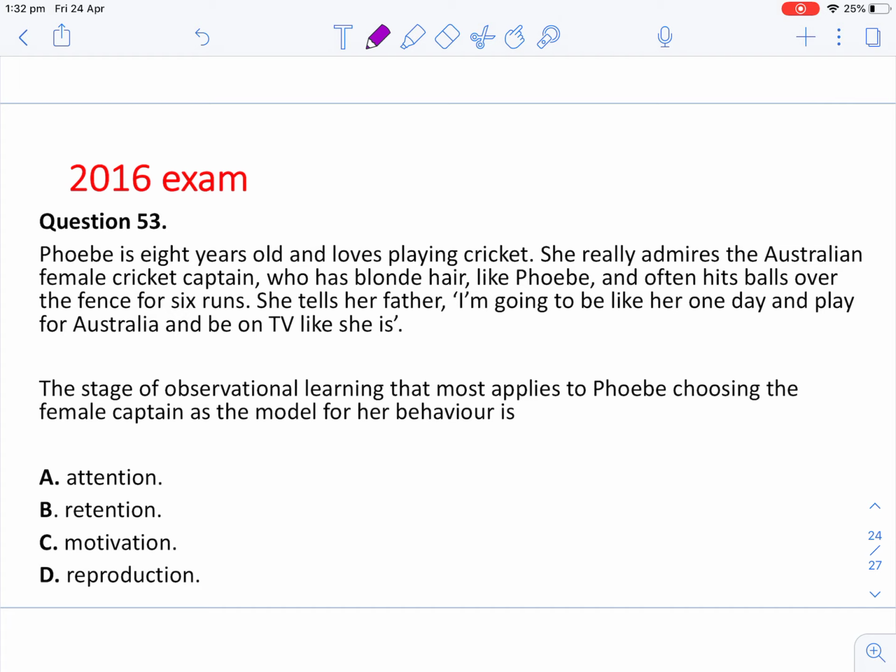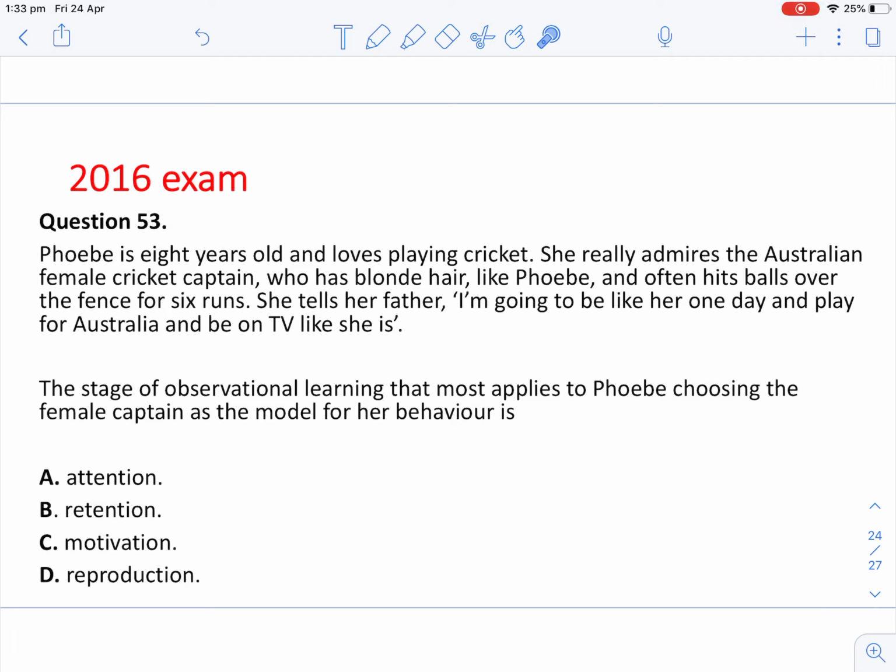Okay, we have a question here from the 2016 exam. Phoebe is 8 years old and loves playing cricket. She really admires the Australian female cricket captain, who has blonde hair like Phoebe, and often hits balls over the fence for 6 runs. She tells her father, "I'm going to be like her one day and play for Australia and be on TV like she is." The stage of observational learning that most applies to Phoebe choosing the female captain as the model for her behavior is what? Is it attention? Is it retention? Is it motivation, or is it reproduction? So pause the video right now and come up with your answer.